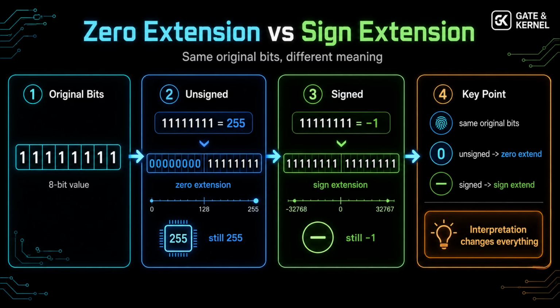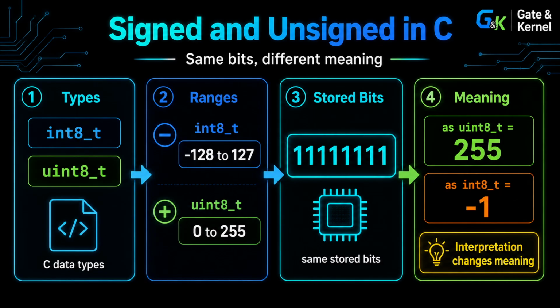So even extension rules depend on whether the original value is signed or unsigned. Chapter 23. Signed and unsigned in C. Programming languages expose this distinction directly. In C, for example, int8_t is a signed 8-bit integer, while uint8_t is unsigned.